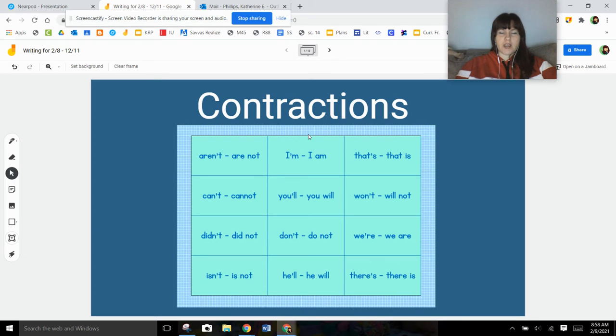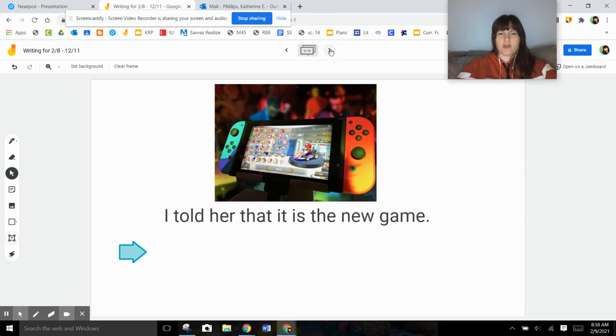So now we're going to move to our Jamboard. All right, so contractions are anything like this. It's where you take 2 words like I am, do not, he will, and you turn them into contractions like he'll, don't, won't. So it's just taking 2 words and turning them into one, adding an apostrophe. Some of the words you guys have learned we have to change a little bit more.